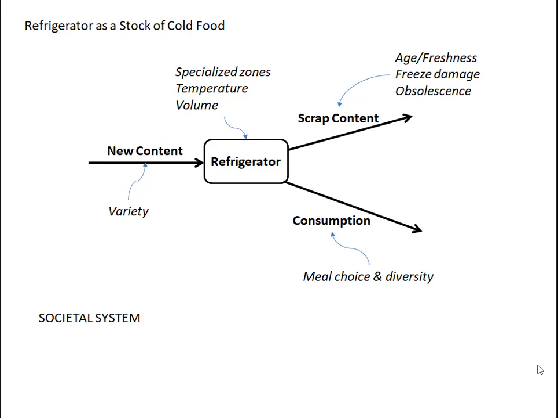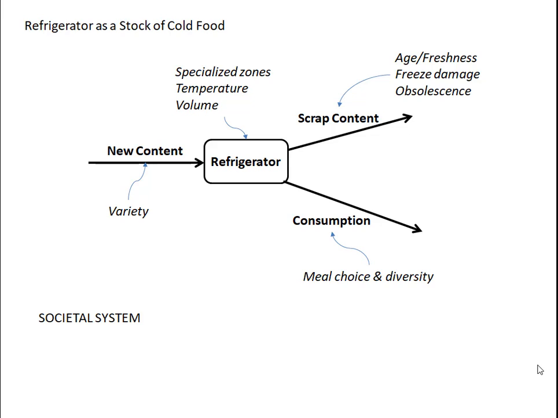If we attach our variables to that, we find the refrigerator has its temperature and its volume become important even to the social function. The variety of new content going in has a large impact on how the refrigerator will be used. That scrap content is a function of the age and freshness and freeze damage and even obsolescence of the food that's there. Sometimes you just get rid of food because it's been there too long. The consumption side really drives your meal choice and diversity. So those are variables on the social system side that dictate how the refrigerator will be used.